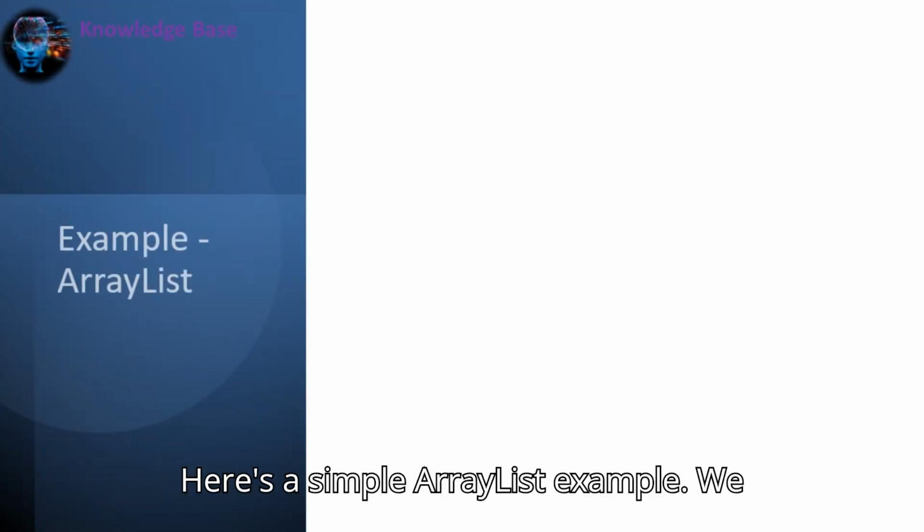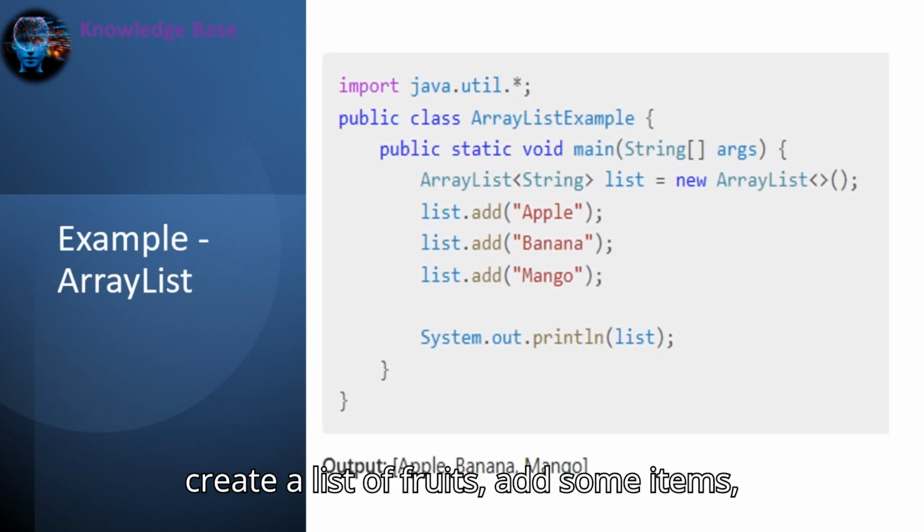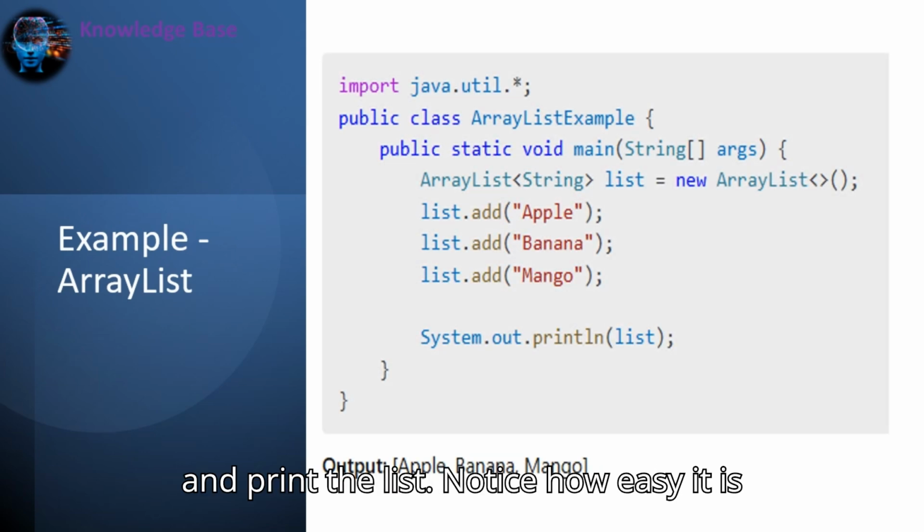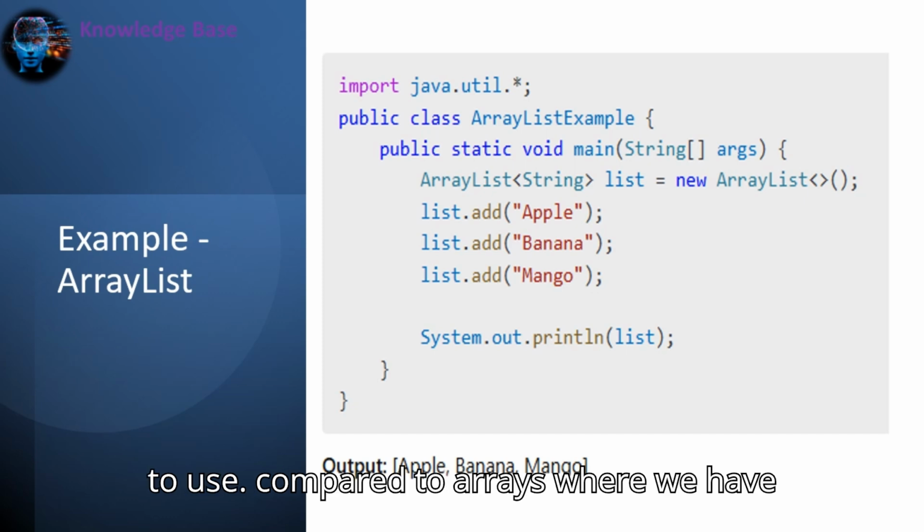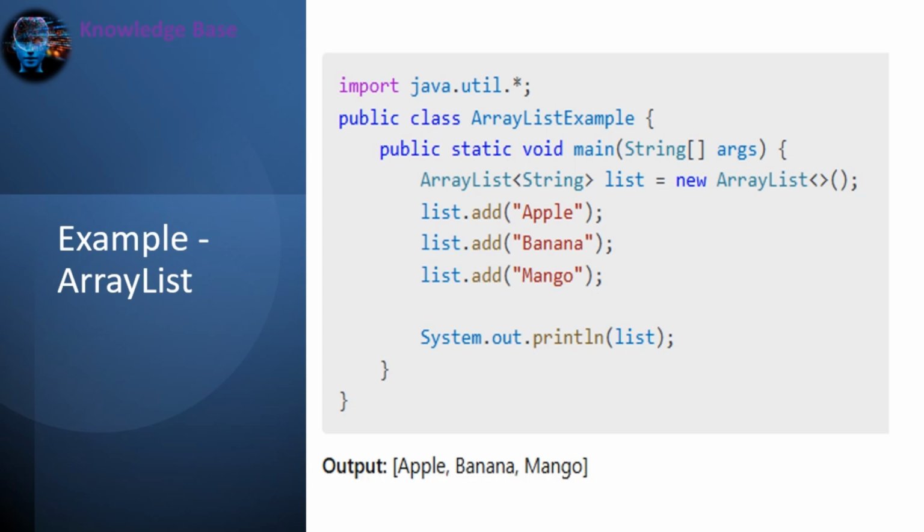Here's a simple ArrayList example. We create a list of fruits, add some items, and print the list. Notice how easy it is to use, compared to arrays where we have to manage size manually.